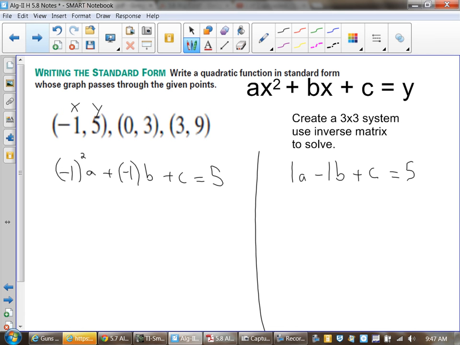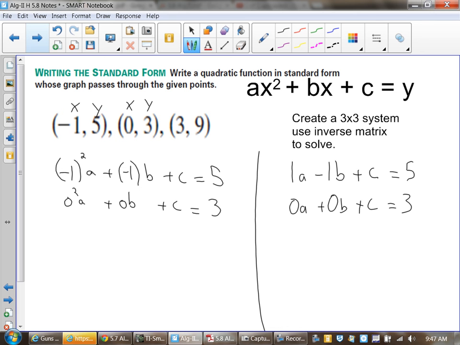My next equation, I go to the next point. 0 and x and y. 0 and 3. I substitute in for x. So I have 0 squared a plus 0 times b plus c is 3. So c equals 3. So when I'm going into my system, though, because remember, I want to use a matrix for all this, I'm just going to put zeros in. So I'm going to have 0a plus 0b plus c is 3.